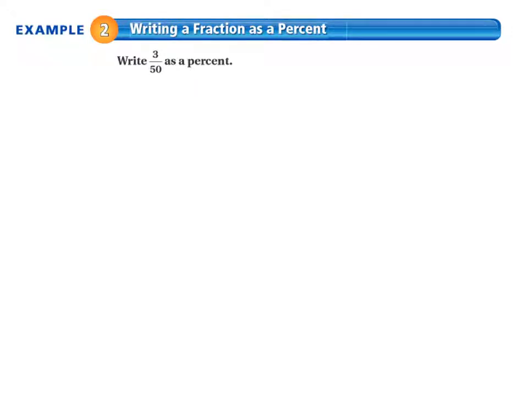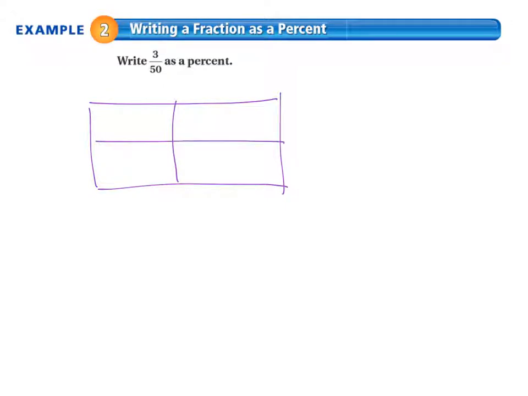Example 2, writing a fraction as a percent. Write 3/50ths as a percent. So we're going to go back to those ratio tables that you have been so good at throughout this chapter to help us write 3/50ths as a percent. If I write it like this, what do I know needs to be in this bottom right hand corner for this to be a percent? It has to be 100.